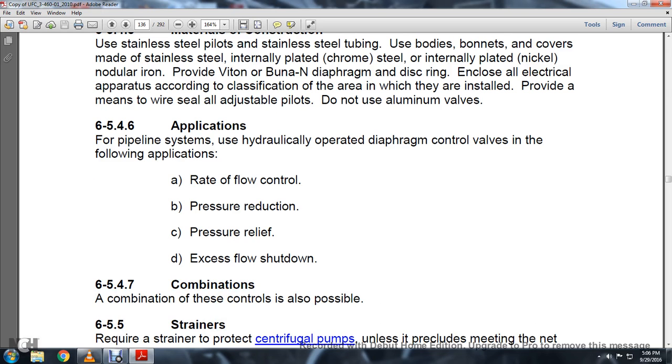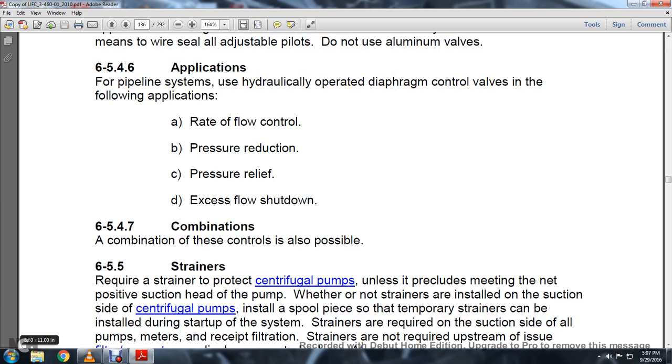5.4.6 Application. For the pipeline, use hydraulically operated diaphragm control valves in the following applications: rate of flow control, pressure reduction, pressure relief, and excess flow shutdown. 5.4.7 The combination of these controls is also possible.